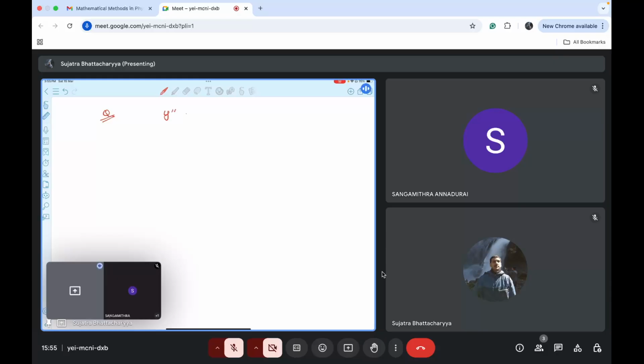So you have y double dash plus y equals 0, and it is given that y of 0 is 1 and y dash of 0 is minus 1. Just apply the Laplace transform on both sides. This is a homogeneous equation, does not matter. So s square L of y minus s times y of 0 minus y dash of 0, plus L of y, is equal to L of 0, which is nothing.